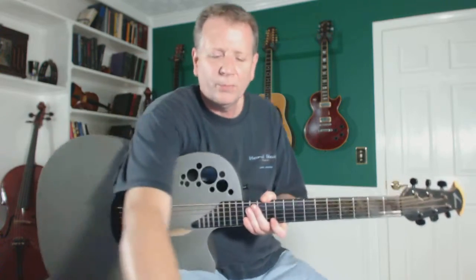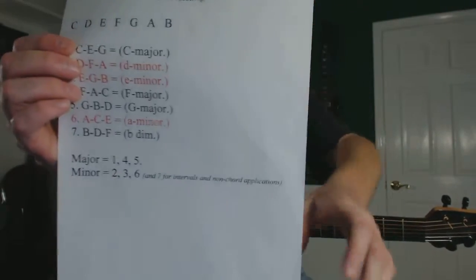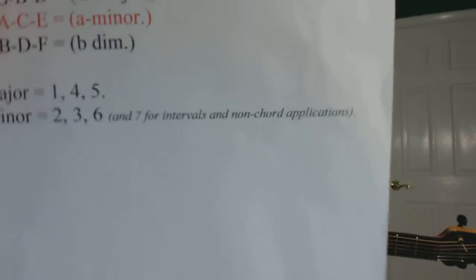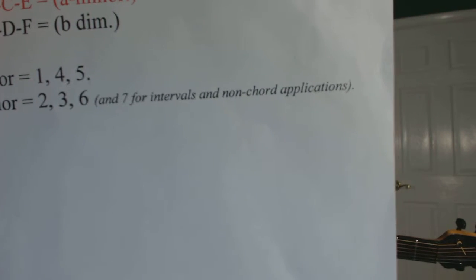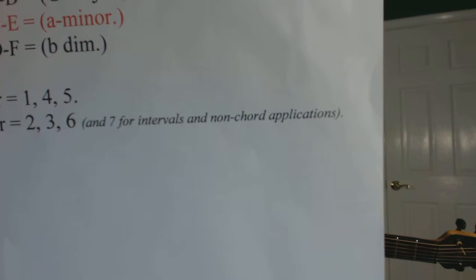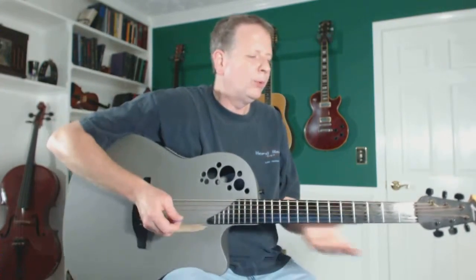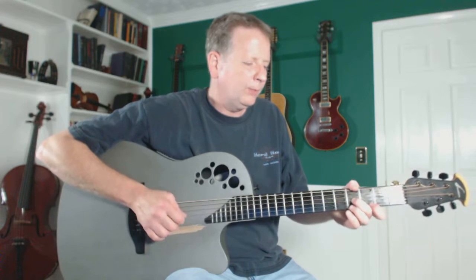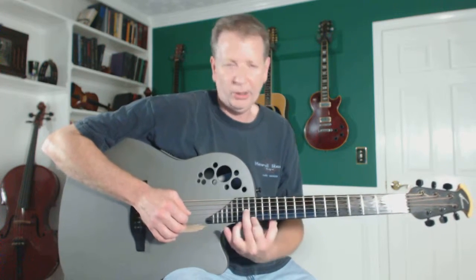That's what this little thing down here is. I'm making this video a little bit too long, I'm sorry. This little thing in italics down here, get that where you can see it. On the bottom there: minor 2, 3, and 6, and 7, chord 7 for intervals and non-chord applications. That's what we're doing here, and we'll cover that more. That's where you get the full octave of it. So major, minor, minor, major, major, minor, minor, major. Like I said, we'll cover that in other videos.